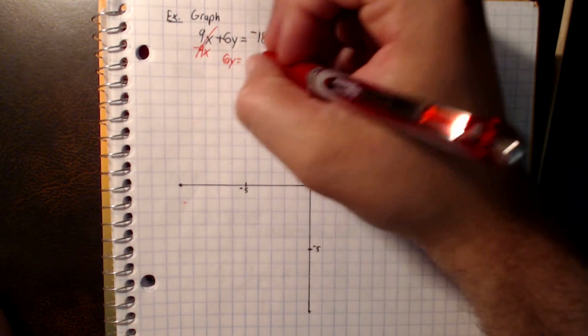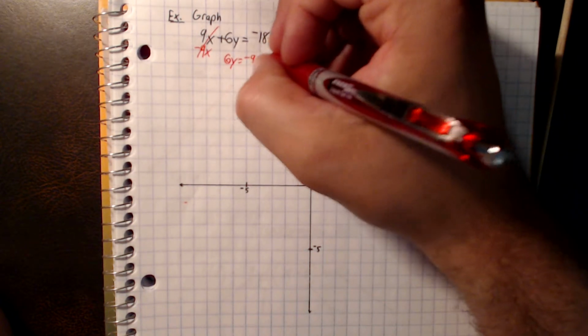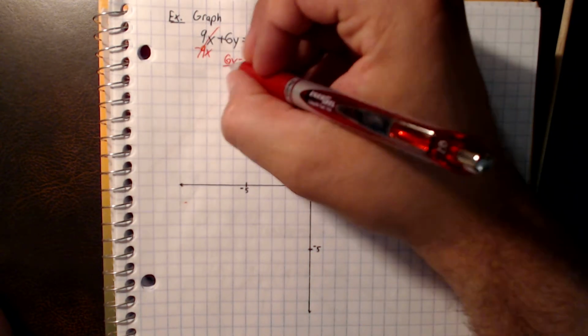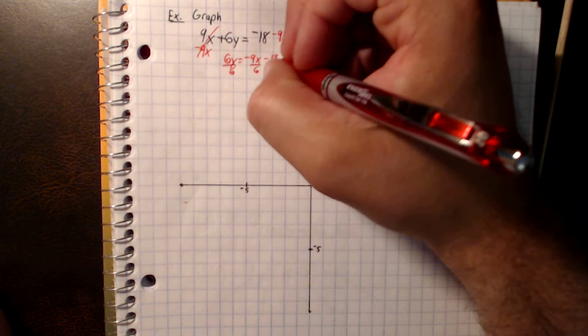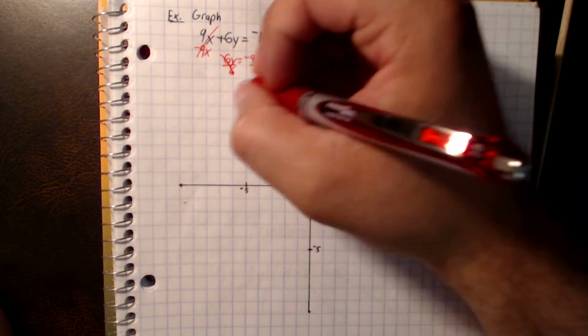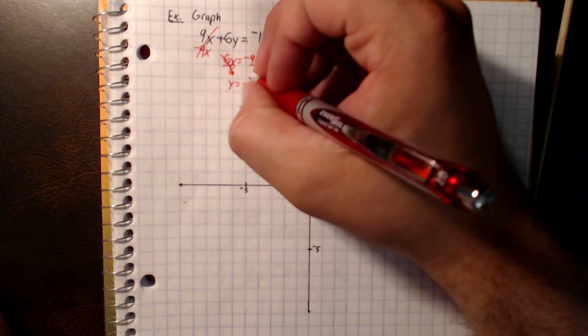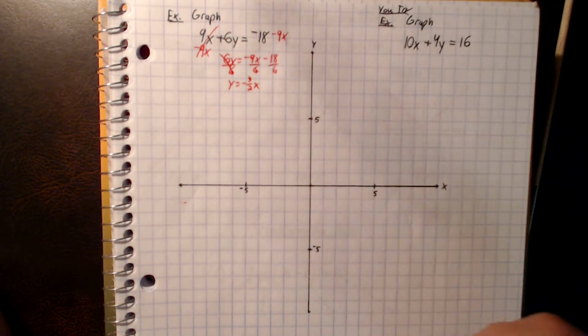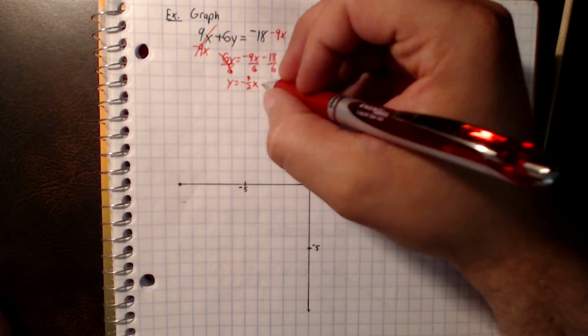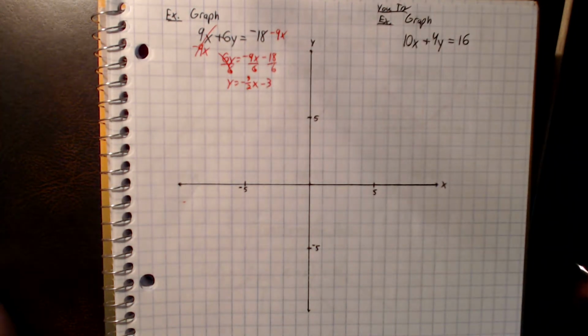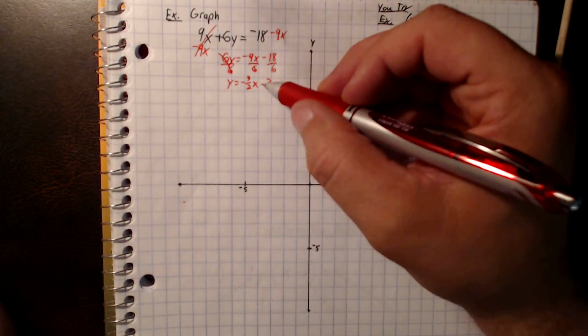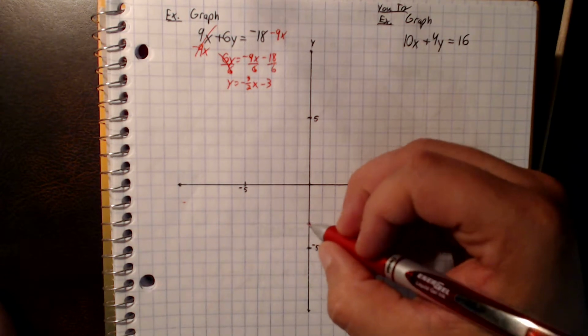So 6y equals negative 9x minus 18. Divide by 6 to every term. This will reduce to negative 3 over 2x, and this will reduce to minus 3. So now my y-intercept is down here at negative 3.